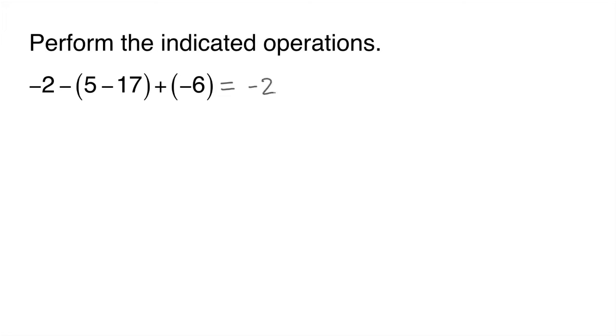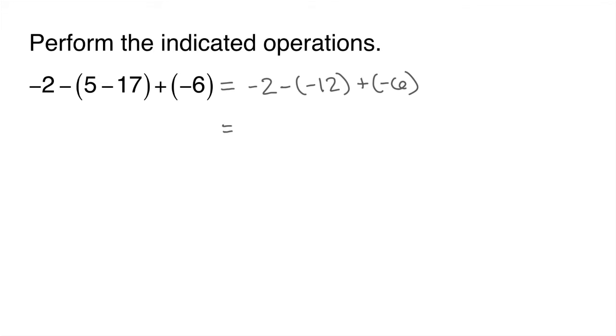We have 5 minus 17, which is -12, and then we're adding -6. Now we perform addition and subtraction from left to right.